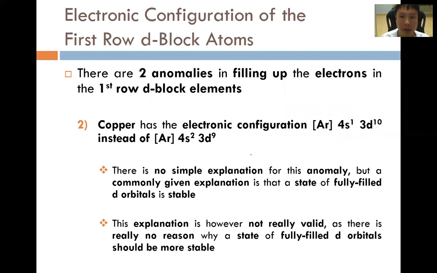Copper is the same thing. You would expect it to be like this: 1, 2, 3, 4, 5, 6, 7, 8, 9, 10, 4s2, 3d9. However, if I'm able to promote an electron from the 4s into the 3d, I would get an electronic configuration whereby the 3d orbitals are fully filled. So again, if it's able to get a half-filled d orbital or fully filled d orbital, the official reasoning is that fully filled d orbitals and half-filled d orbitals are particularly stable. So it prefers to be in these electronic configurations.